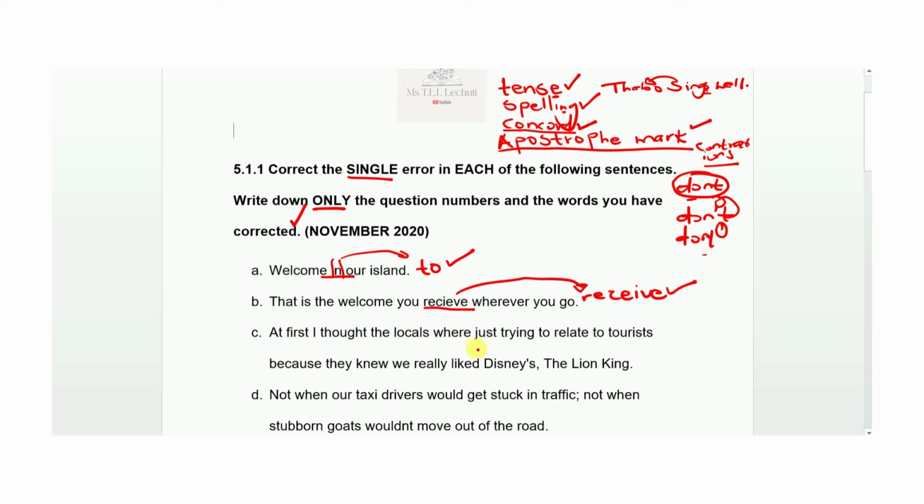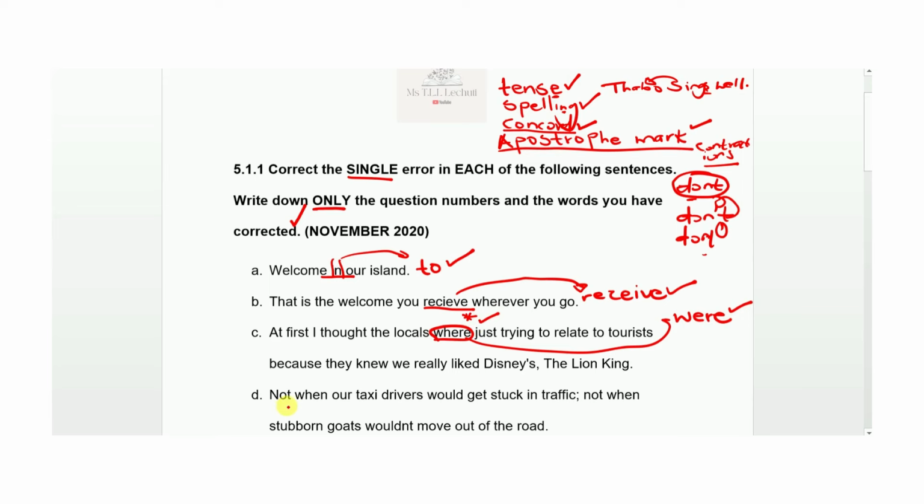Now you go to sentence C. "At first I thought the locals were just trying to relate the tourists because they knew we really liked Disney's The Lion King." Now remember, we've got homophones, the words that sound the same but are spelled differently. Therefore, their function and purpose will also be different. This "way" is not the one you are looking out for. We need "were", an auxiliary verb that shows it's in the past tense, so we correct it. This is the one that we need. So we can say concord was the issue, because we don't need this "way"; however, we need this one.